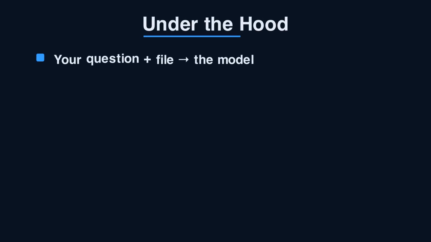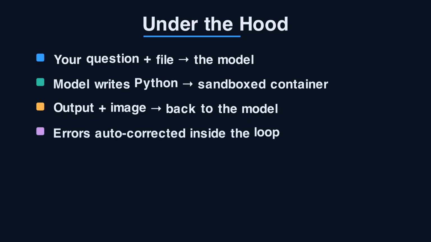Let us zoom out. When you started that run, the model did not answer from memory. It saw your question and the attached file, decided code was needed, and emitted a Python program. The service ran that program in an isolated container that had your CSV mounted, captured its output and the saved image, and fed the result back to the model, which then wrote your plain English summary. If the code had thrown an error, the model would have seen the traceback and corrected itself, often silently. That reason, act, observe loop is why agents are more reliable than a single prompt for anything computational.